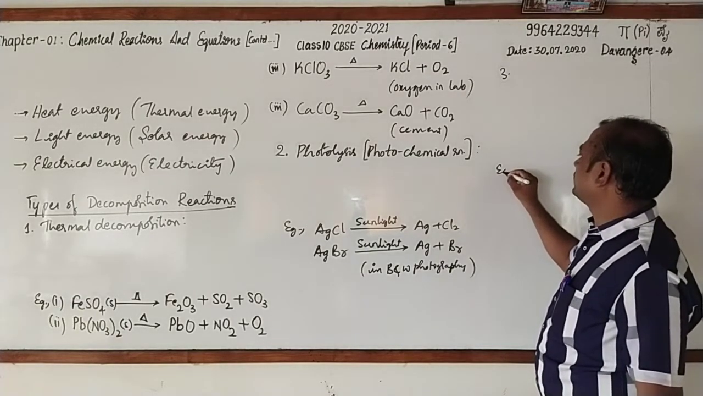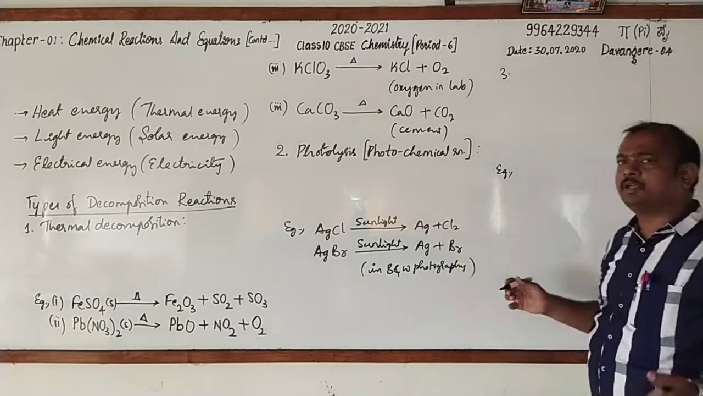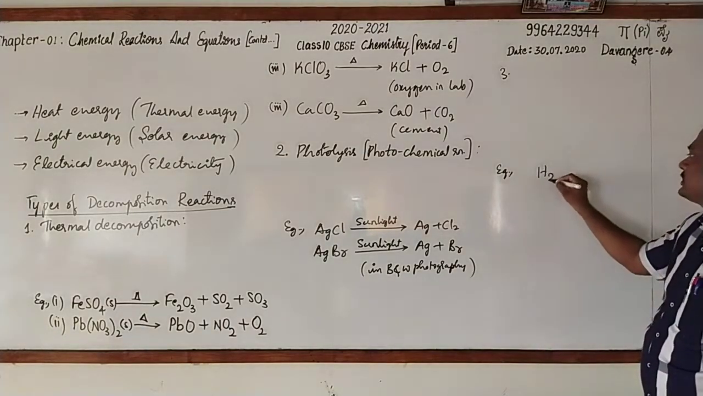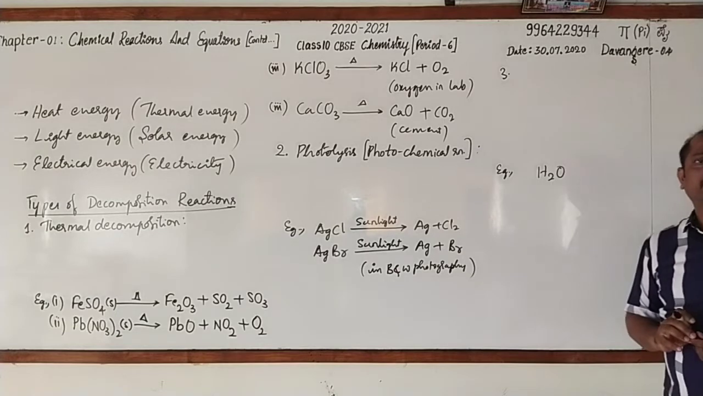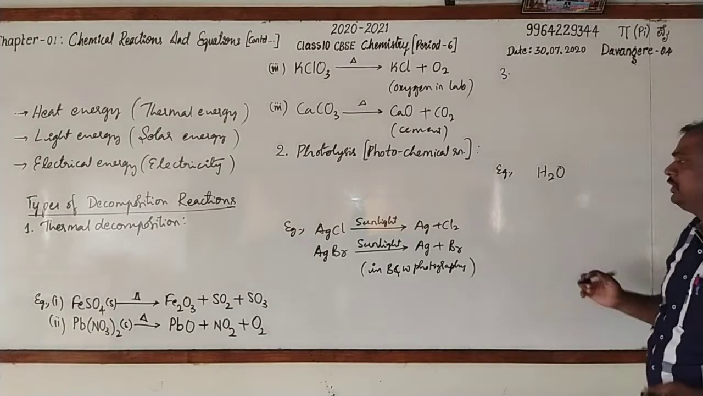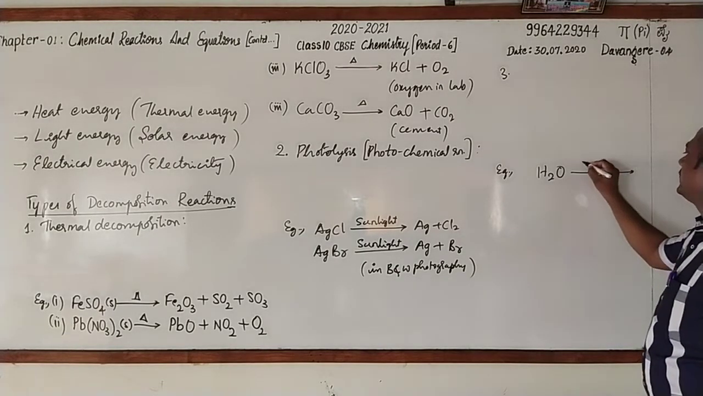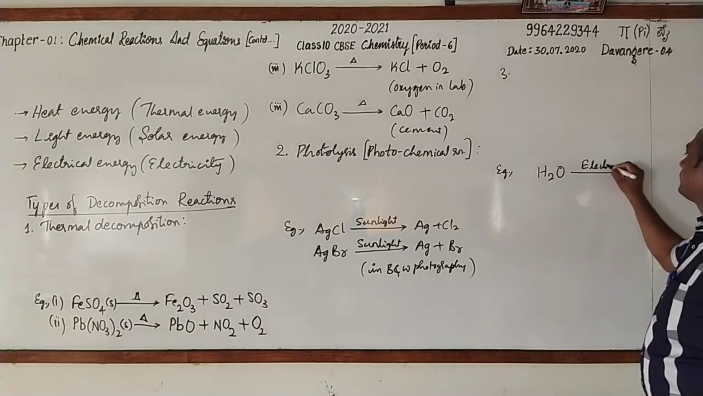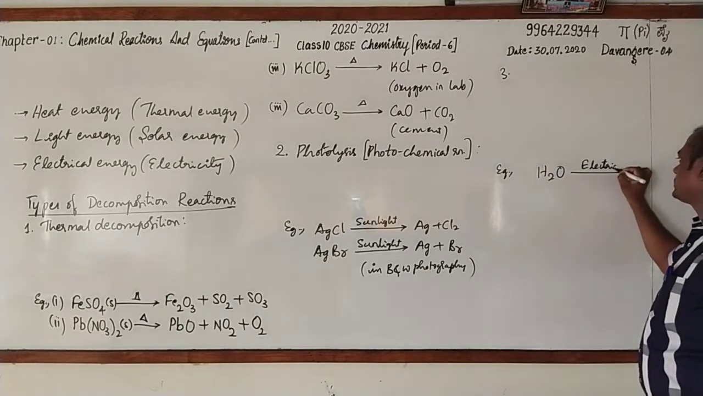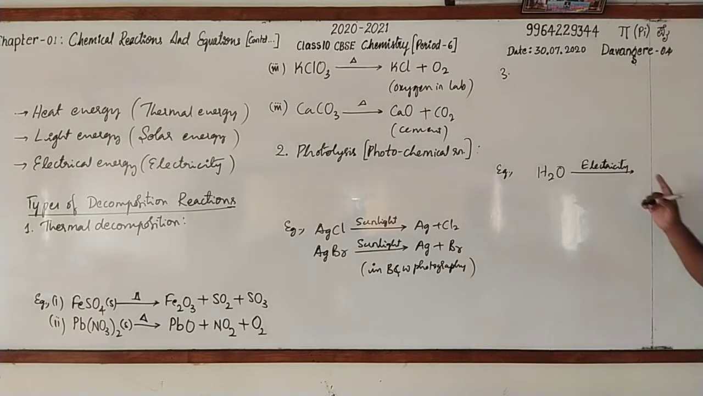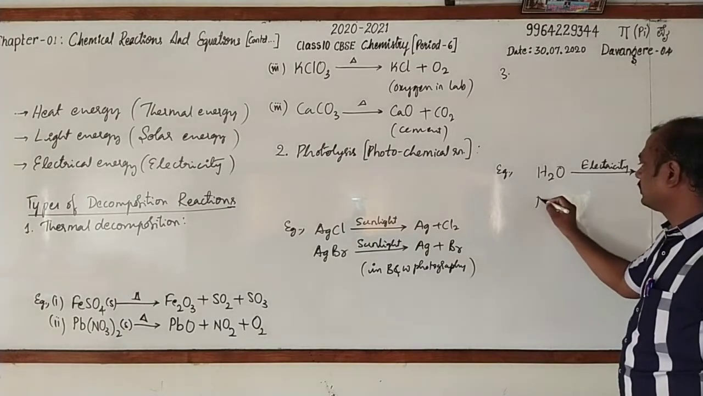Now, the third one. Here I will take some examples which are very familiar to us. Name this compound. It is water, acidified water. Then what happens when electricity is supplied through it? It gets decomposed into hydrogen and oxygen. Clear? Yes.